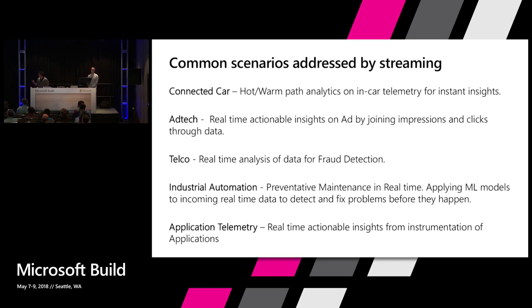If you think about a connected car, there's a bunch of manufacturers who want to do hot or warm path analysis. And the common scenario that they have in place is they have all of these cars that we all drive. They all report back telemetry. And they, as the manufacturer, want to, in real time or near real time, be able to detect anomalies with the cars, so as to send the car a signal to go in for a service or things like that. How do they do that? Streaming is one way to address that.